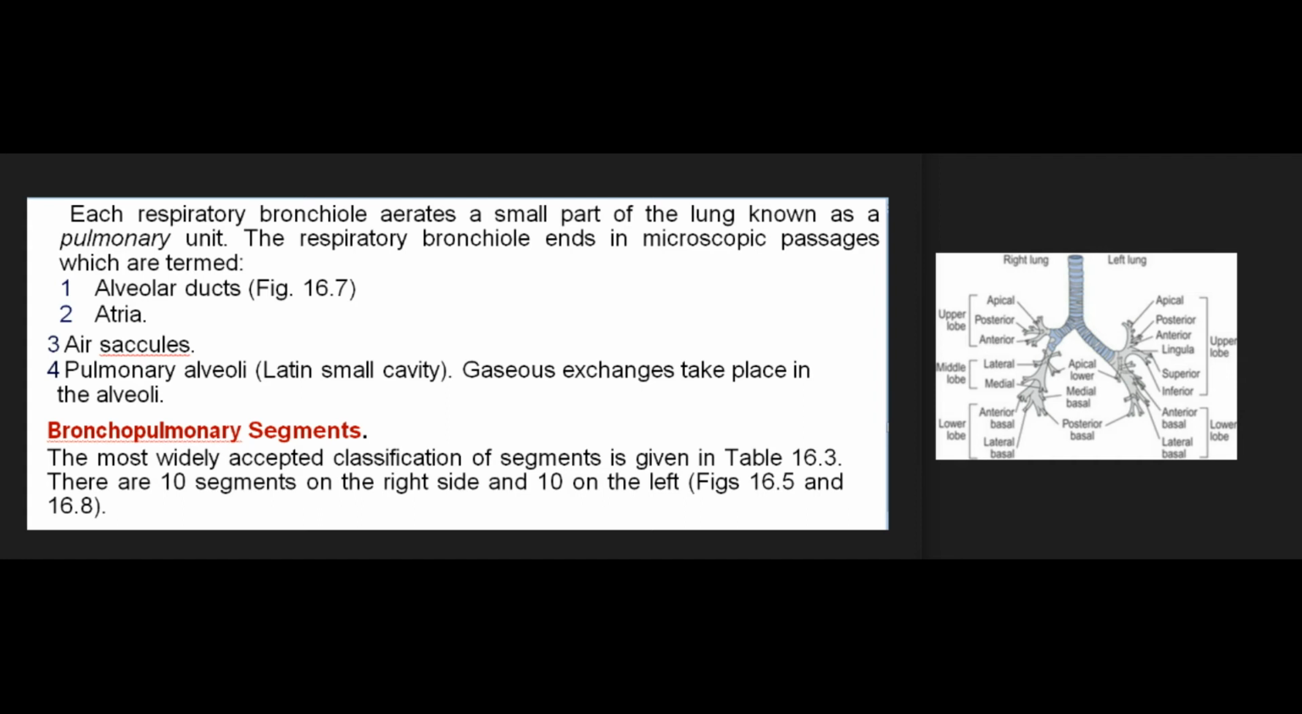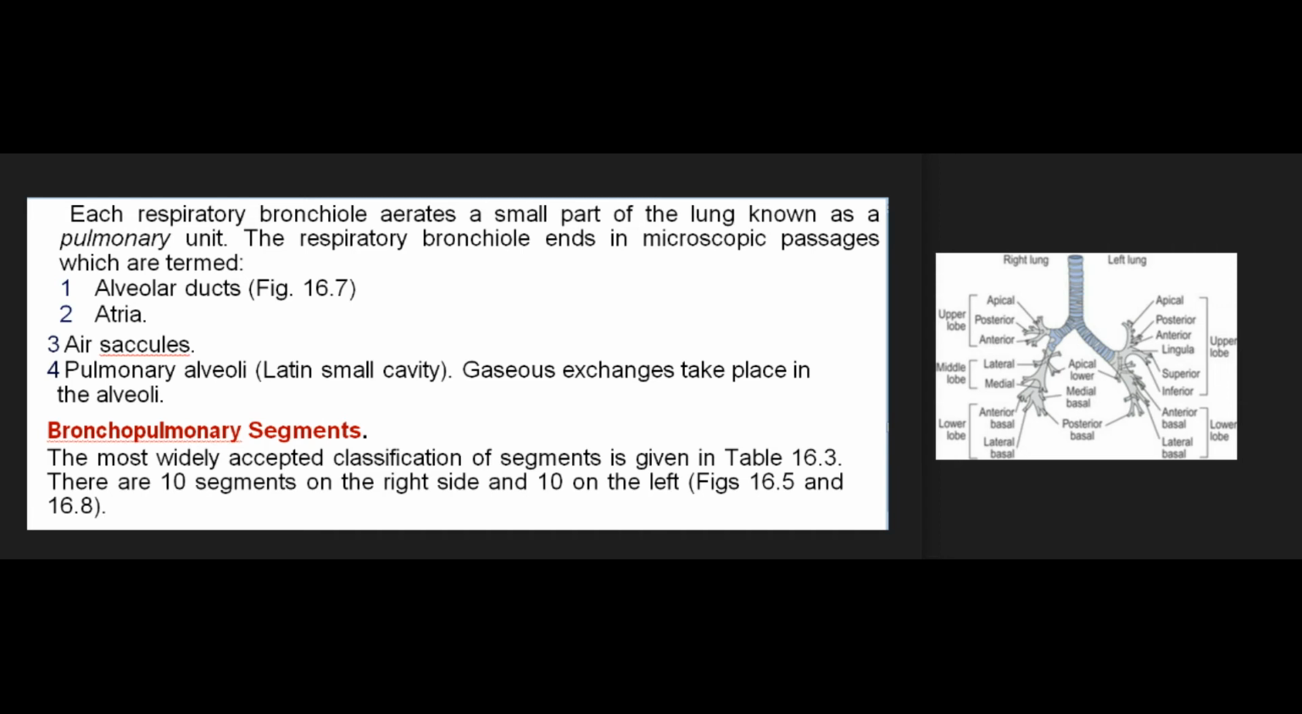The respiratory bronchiole ends in microscopic passages which are termed 1. alveolar ducts, Fig 16.7, 2. atria, 3. air saccules, 4. pulmonary alveoli, Latin small cavity. Gaseous exchanges take place in the alveoli.